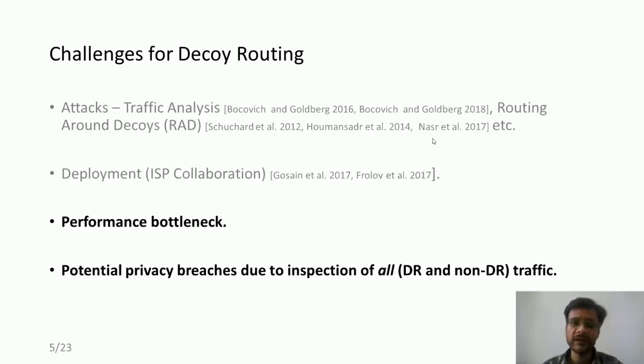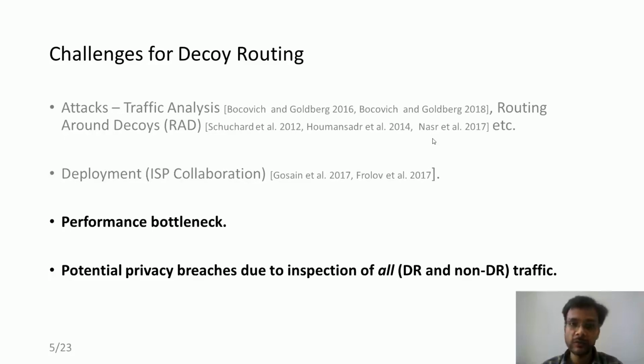However, there are various challenges in the existing decoy routing approaches. These challenges involve some advanced forms of attacks such as traffic analysis, or some specific attacks such as routing around decoys, where the adversaries try to bypass these smart routers altogether. Secondly, there are challenges with relation to deployment. How will we place these routers, where will we place these routers, and so on.